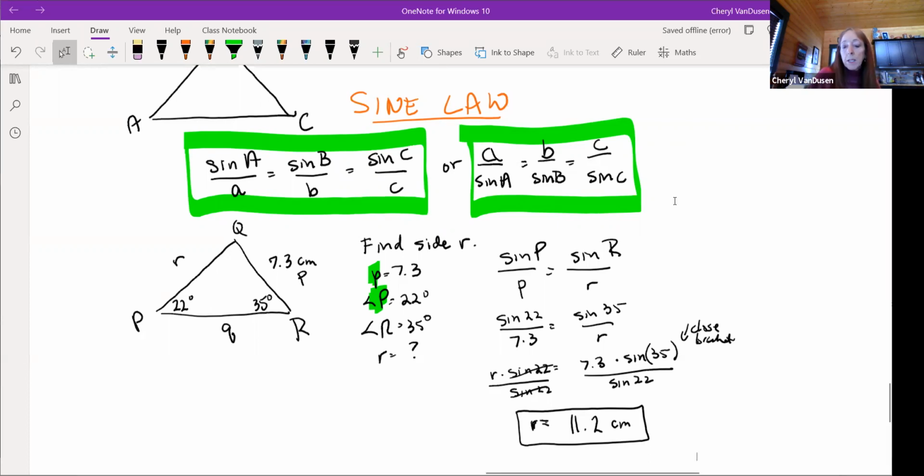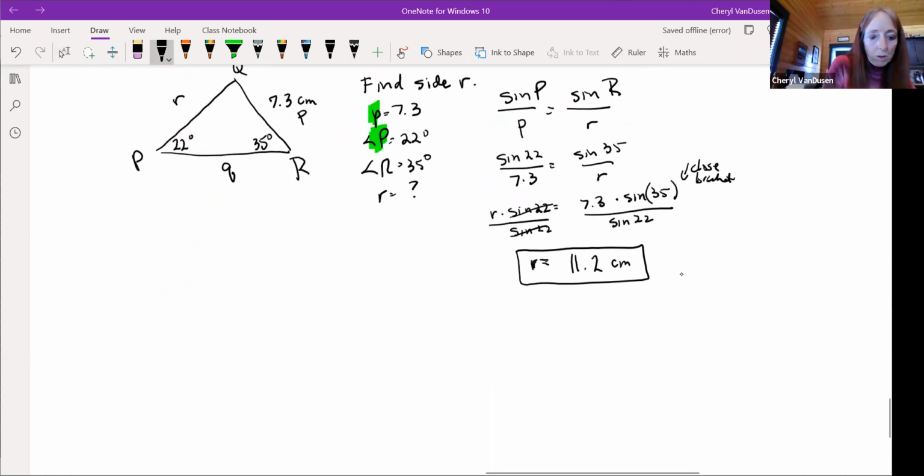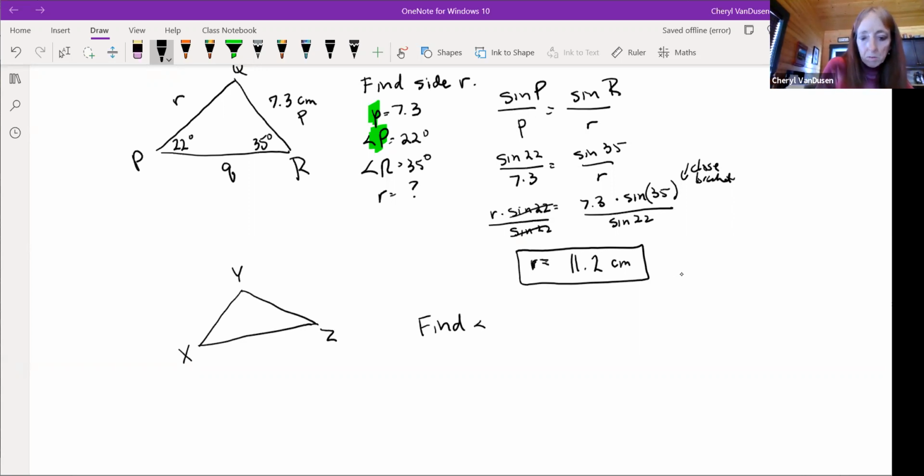That's sine law finding a missing side. Again, let's do a sine law where we're finding a missing angle. So draw another funky triangle, XYZ, let's say. We're going to be asked to find angle Z, and I'll give you some information. This angle is 41 degrees, this side is 12.6 centimeters, and this side will be 14.2 centimeters.